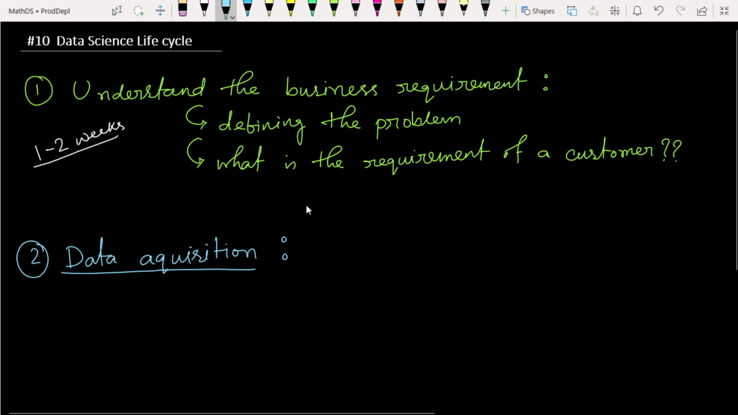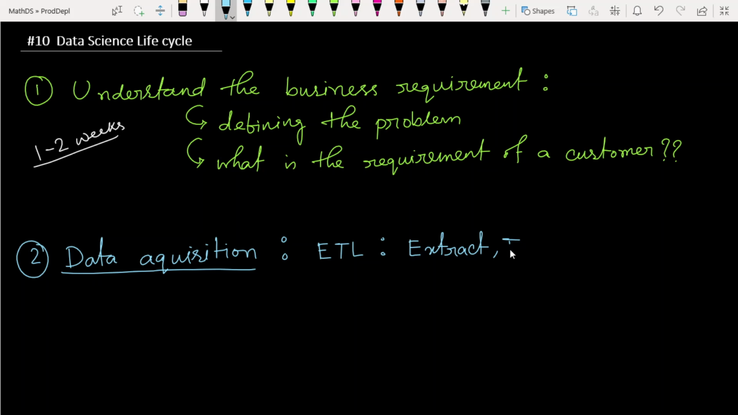There are various techniques, and a fast and very elegant one is ETL. ETL in full form is extract, transformation, and load. These three.